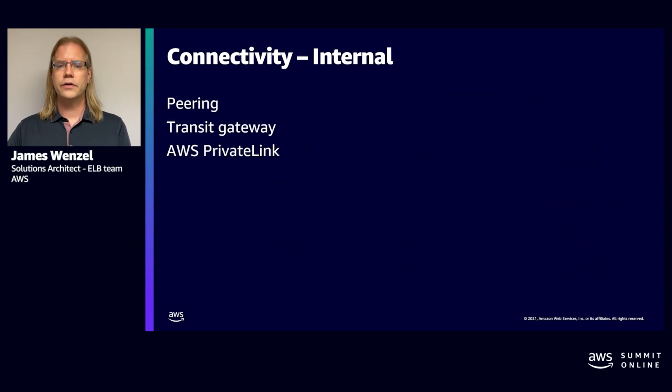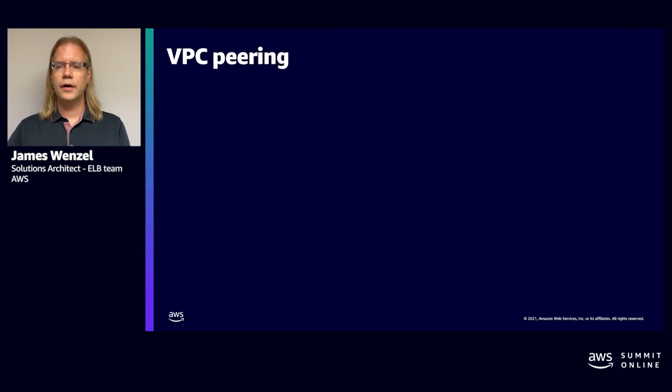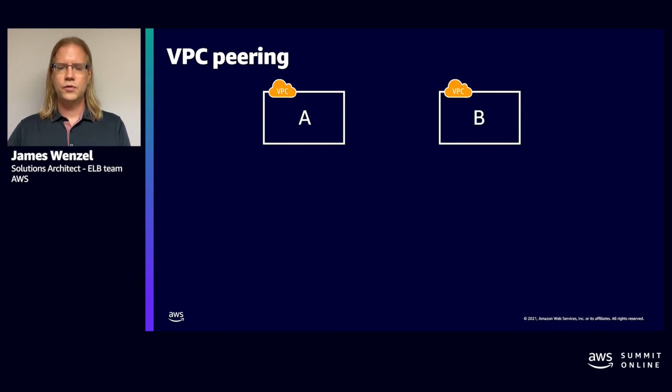So let's talk about internal connectivity. We have three different types that we're going to talk about today: peering, a transit gateway, and AWS PrivateLink, which we discussed a little bit already. So when we're talking about peering, what we mean by that is we have multiple VPCs, and those VPCs want to communicate.